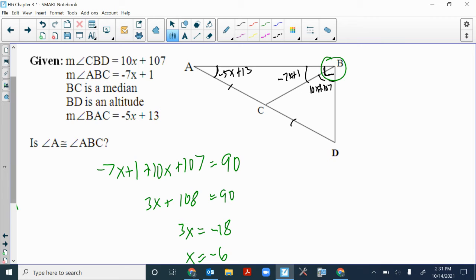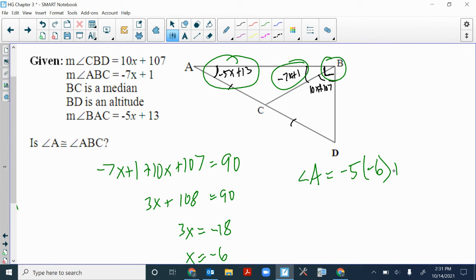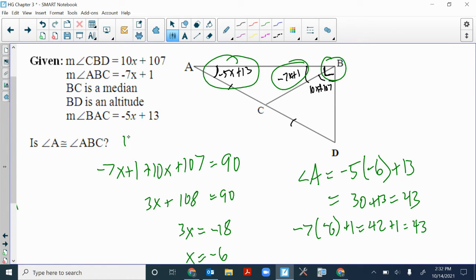Okay. And then we just need to see if angle A, which is here, is the same as angle ABC. So angle A is negative 5 times negative 6 plus 13. So that's 30 plus 13, so 43. And the other one, negative 7 times negative 6 plus 1. Last I checked, negative 7 times negative 6 is 42. 42 plus 1 is indeed 43. So our answer is yes.